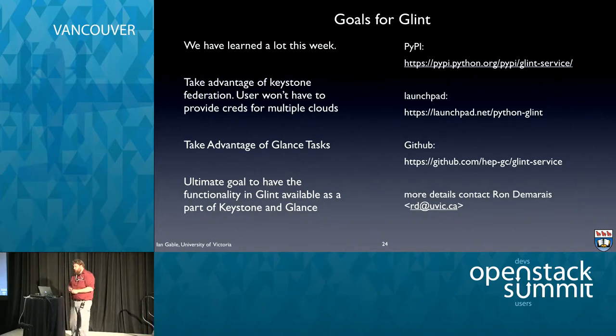But our ultimate goal is to have this functionality integrated either within Keystone or Glance in some way that's suitable to the OpenStack developer community. And this is something that we've learned a lot about this week, and we're going to continue to work on. All the code for this is available. It's in PyPI. It's on Launchpad. You can get it from GitHub as well.